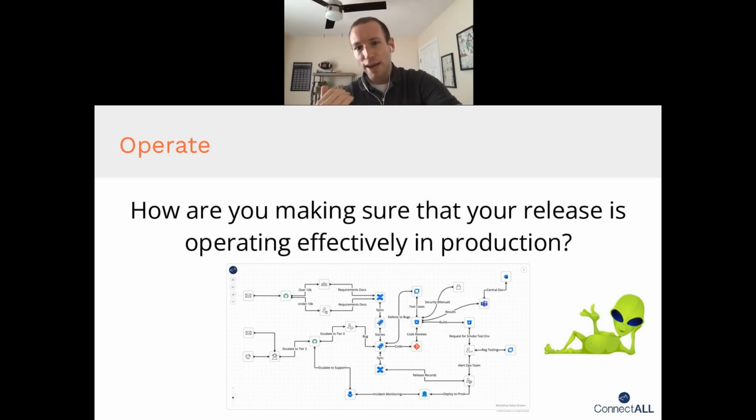And so you'll see this is a way to get real-time feedback from production so that they're able to monitor it proactively. And so think about how you're operating and how you're making sure that your release is operating effectively in production. How are you addressing this, and how are you making sure that your release is operating effectively in a production environment? So go ahead and think about this here. How are you monitoring and how are you checking? And then we'll go on to the next stage.